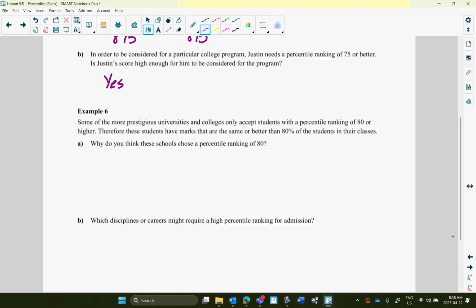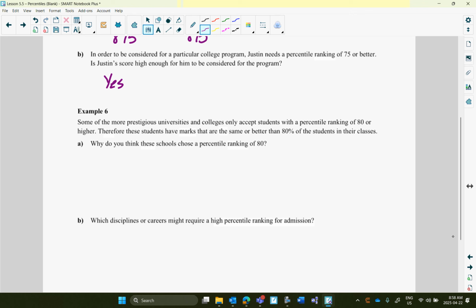The last example. Some of the more higher level, what are considered the prestigious universities and colleges, only accept students with a percentile ranking of 80 or higher. Therefore, these students have marks that are the same or better than 80% of the students in their classes. Why do you think they choose that?